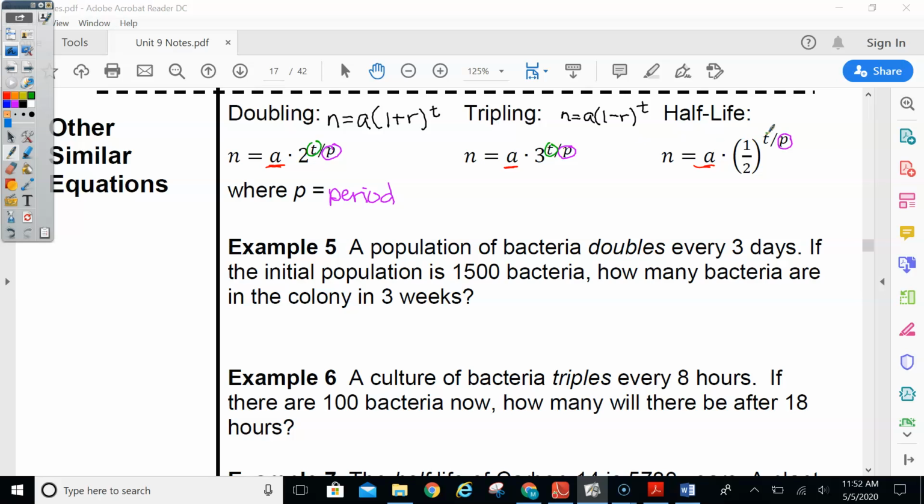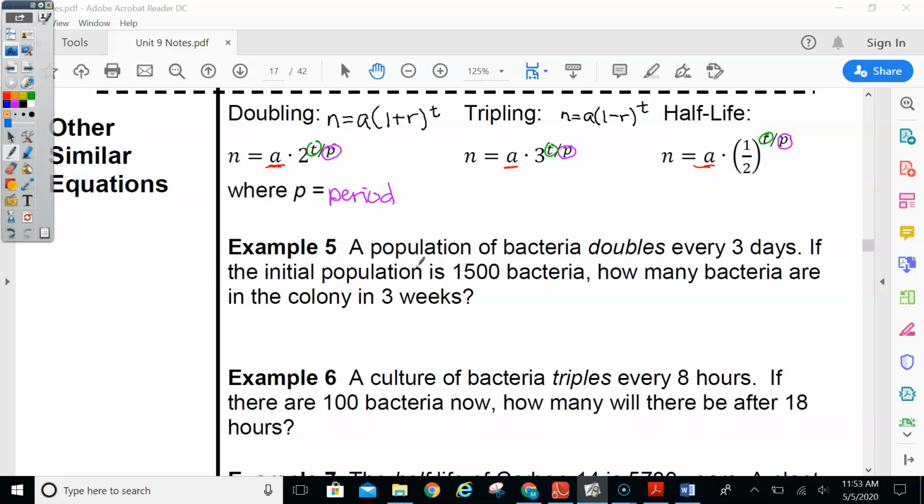But now your time doesn't have to be in years. It can be in whatever the value is. The only thing is the period and the time have to match. So both of these have to be the same units. So time is either both in years, they're both in days, they're both in months, whatever. These have to be the same.